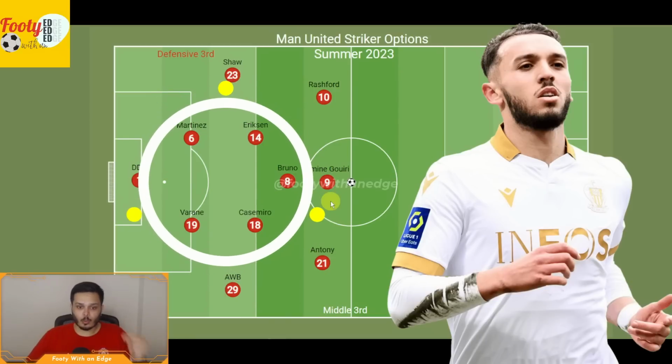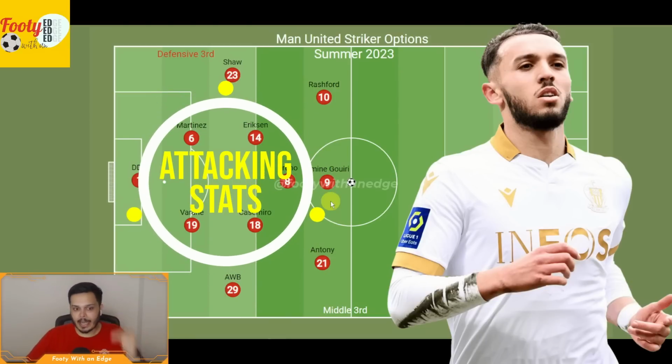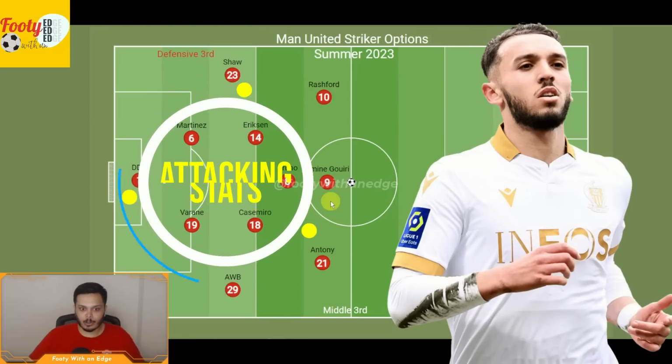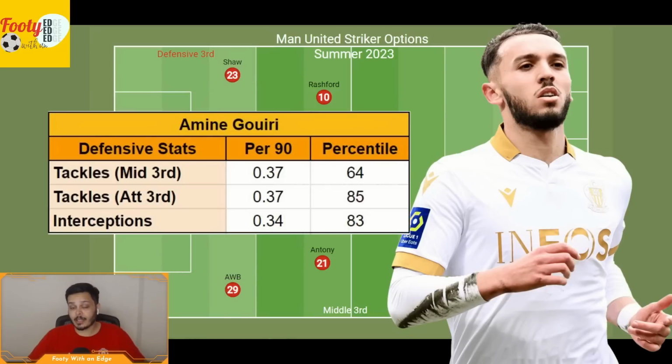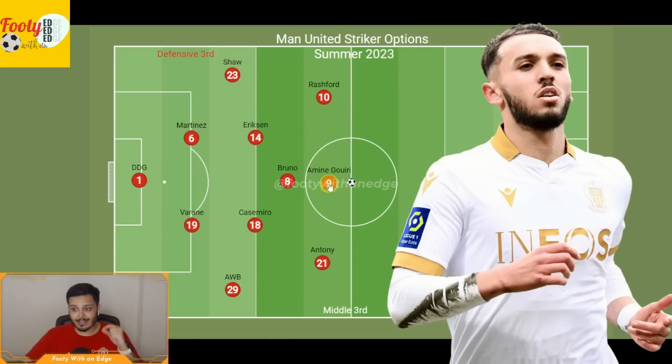And defensively is where he stands out, because he's played 18 out of his 23 games through the middle, and he's in the 85th percentile among European forwards for tackles in the final third and in the 83rd percentile for interceptions. This guy clearly works hard off the ball while also being very capable in possession, and I think Erik ten Hag would absolutely love a striker with this type of profile.